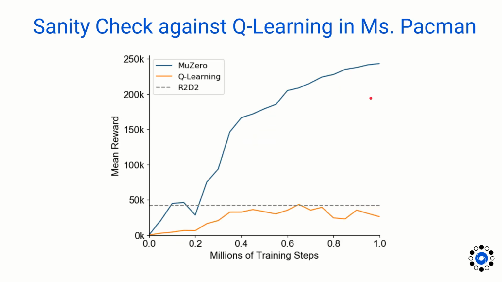Next, we did a sanity check in Pac-Man to ensure that our Atari results were not due to, say, a large network or our training setup, but really due to the algorithm. So we took our framework and we implemented Q-learning. And indeed, as we can see, Q-learning in our framework achieved very similar results to the R2D2 algorithm, whereas the MuZero algorithm reached a much higher performance.